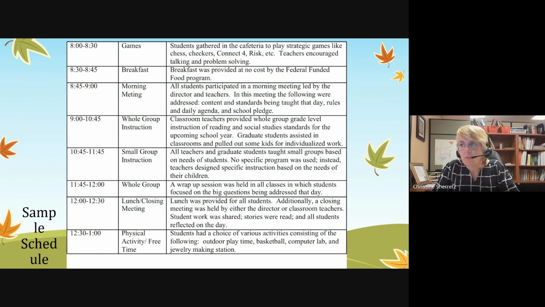Then we had whole group instruction where we looked at grade level standards. I had hired teachers, but I also had graduate students like all of you that were getting a graduate degree in literacy that helped in that program. And then we did small group instruction for an hour based on assessments that the graduate students had given. We had whole group again, lunch, and then a physical activity before the students went home for the day. And this was a 6-week program.